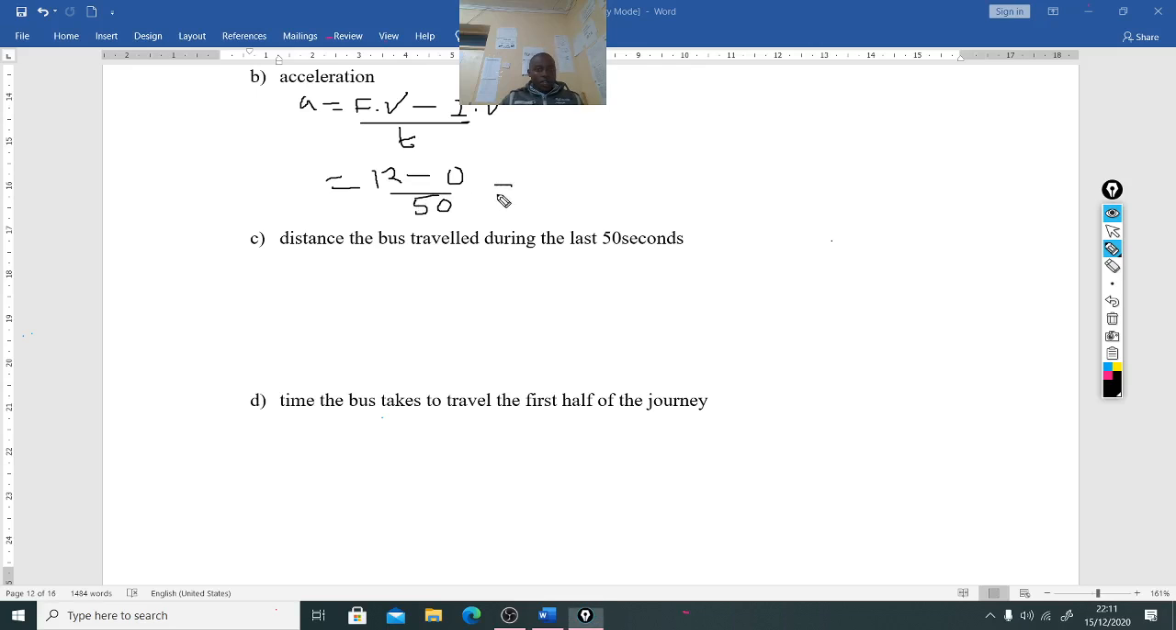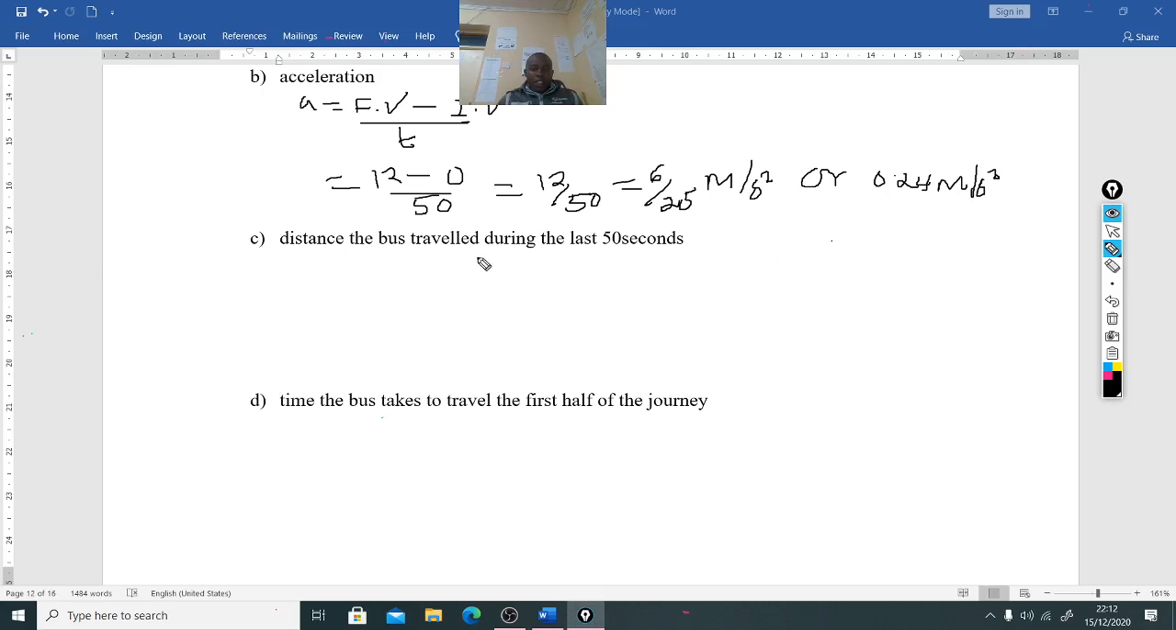So it is 12 over 50, and this gives you 6 over 25 meters per second square, or we can write it in decimal points. It will be 0.24 meters per second square.